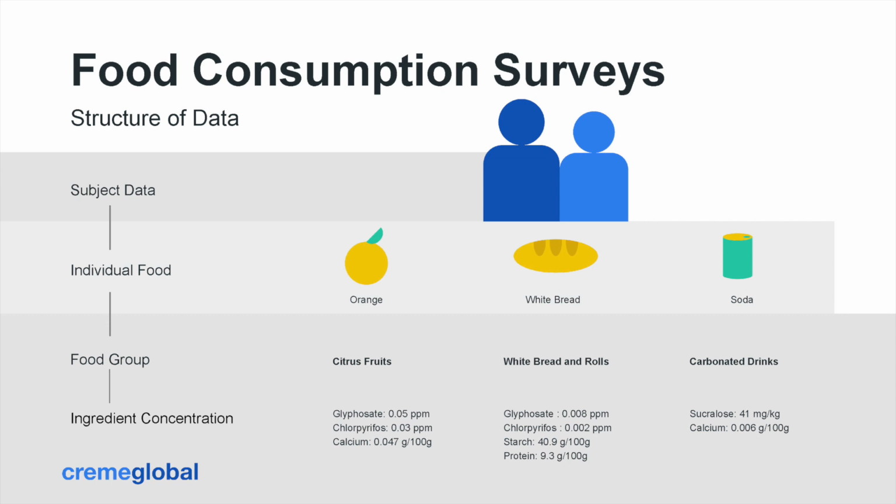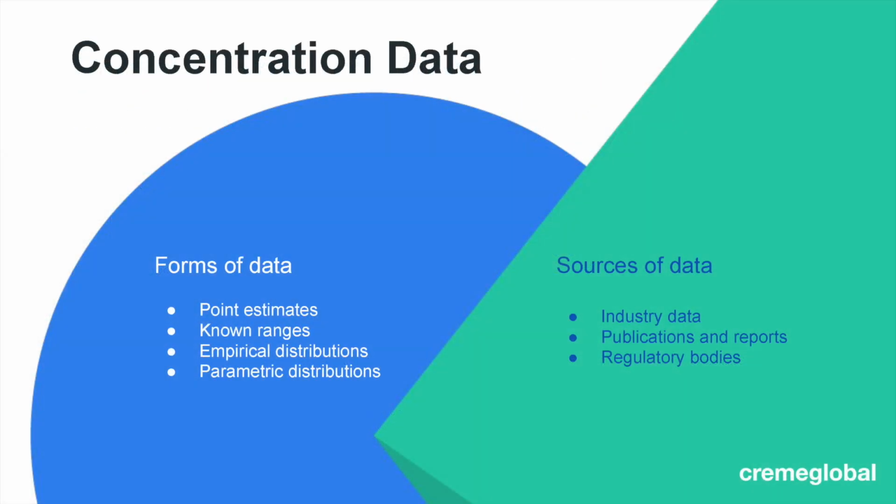Then these individual foods can be grouped into food groups depending on our needs and depending on the level of granularity desired. Finally, for each food group, we need the ingredient or contaminant concentration. And a similar methodology works for assessing nutritional intakes, but in that case, we use nutrient amounts instead of chemical concentrations. So now let's take a closer look at the concentration data.